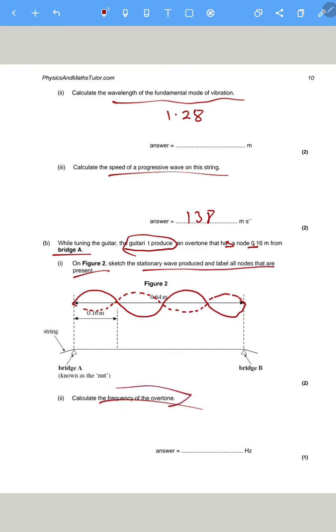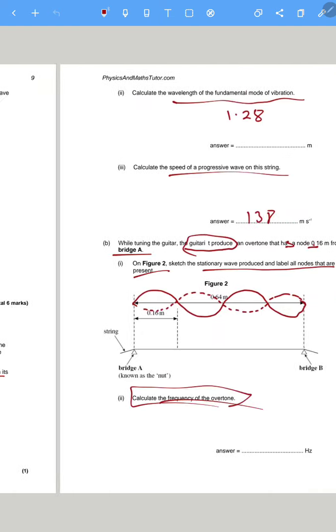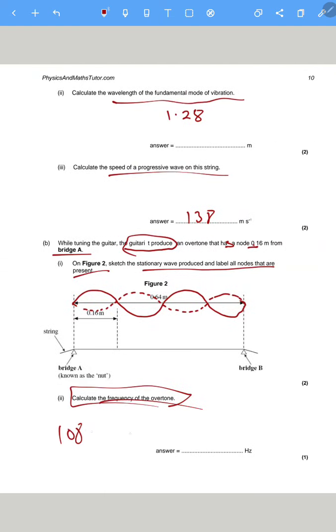Calculate the frequency of the overtone. Well, when tuning a guitar, the overtone is that much. And do we know what the frequency for the first one is? 108, and this is the 4th harmonic, so 108 times 4, 432.